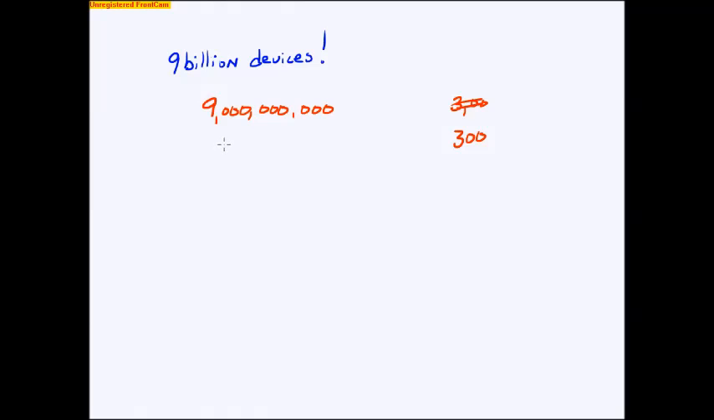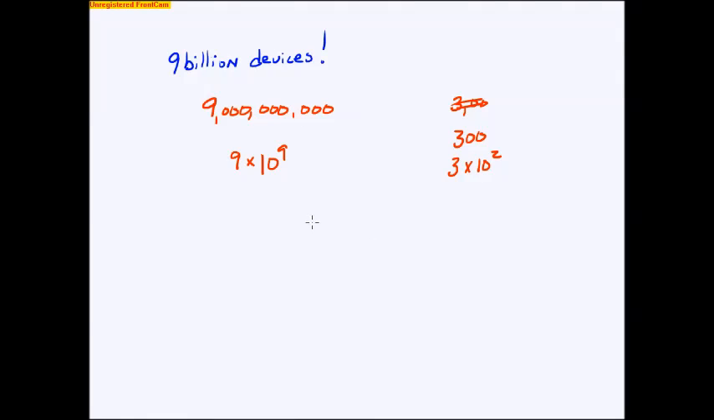I would need a power of 10 with 1, 2, 3, 4, 5, 6, 7, 8, 9 zeros in it, so that's 10 to the ninth. And if I multiply it by 9, that would give me exactly 9 billion. All right, and do the same thing here. 300, I'd need a power of 10 with 2 zeros, and I want to multiply it by 3, and that would give me exactly 300.